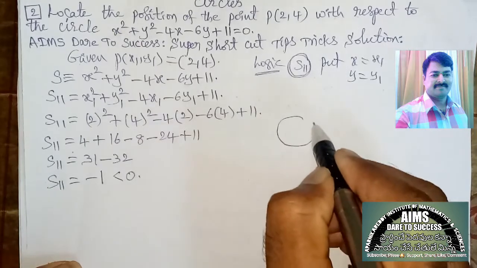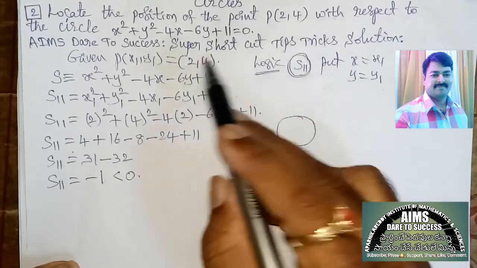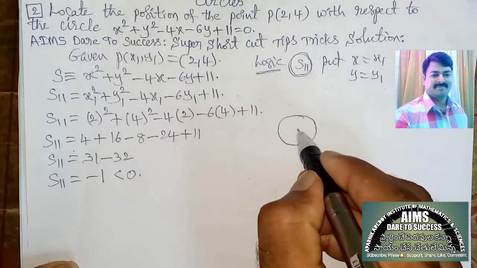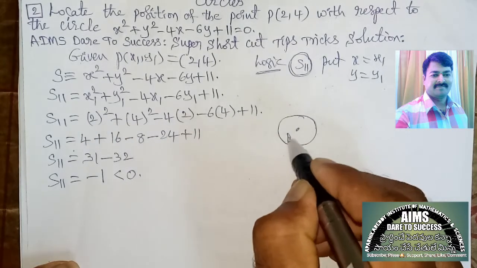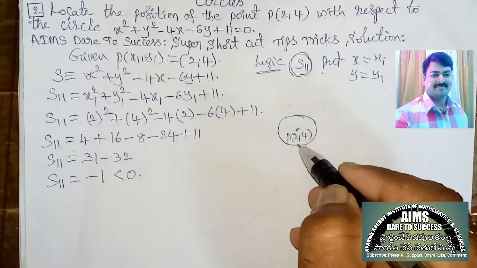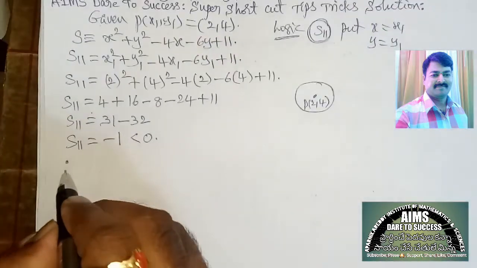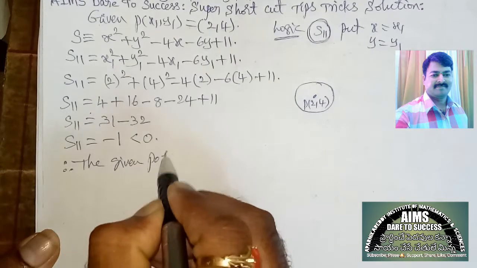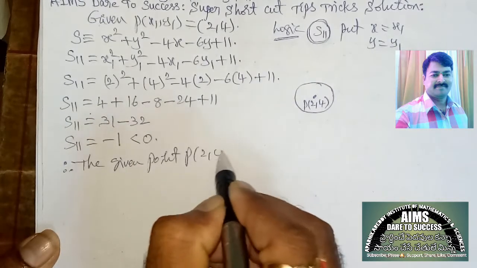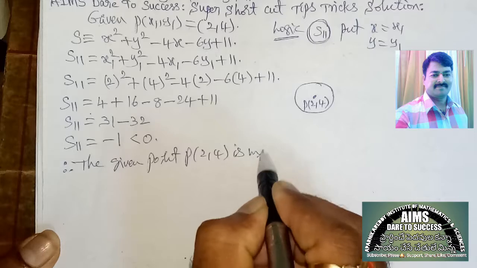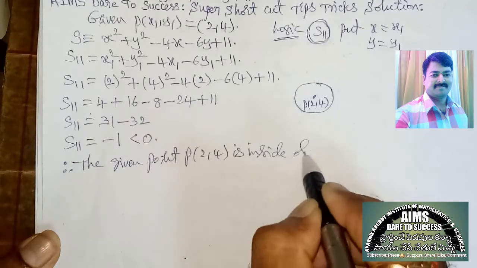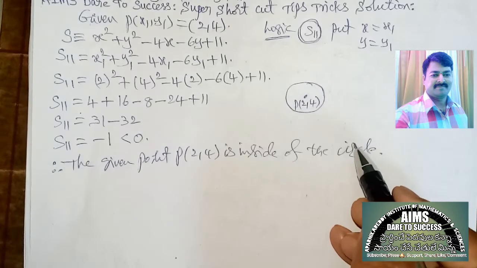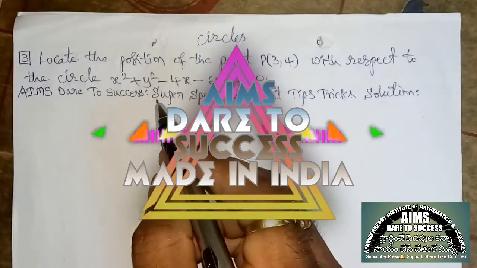Now I want to draw the circle. This is a circle. Look at the position. S11 is equal to minus 1, which is less than 0. Less than 0 means inside of the circle. This point 2 comma 4 lies inside of the circle. Therefore the given point P2 comma 4 is inside of the circle. This is the answer. Next, one more similar model question.